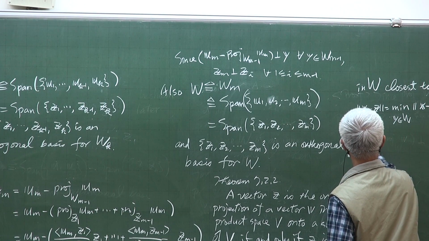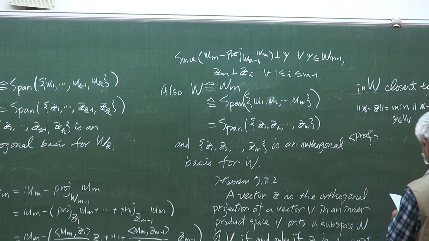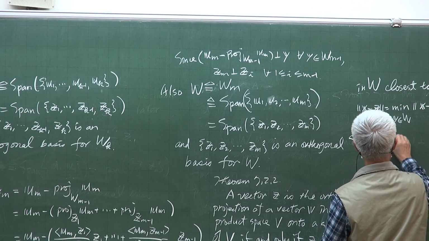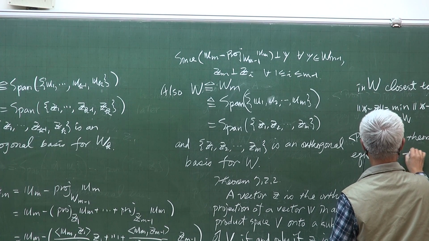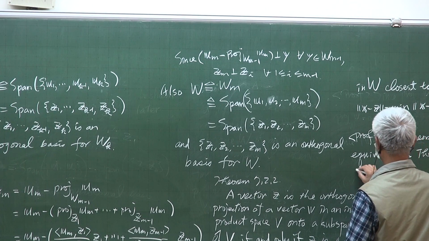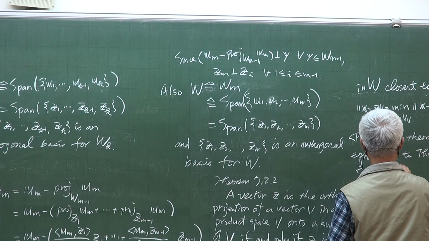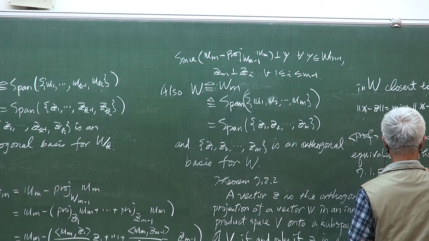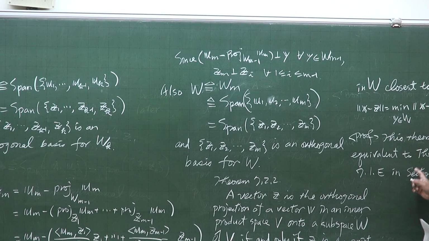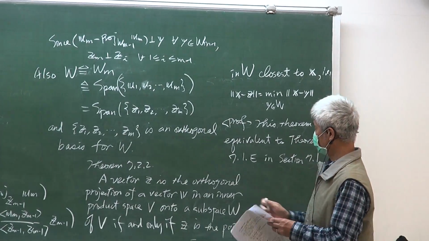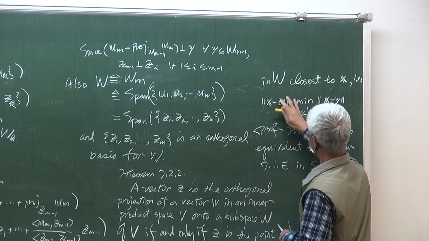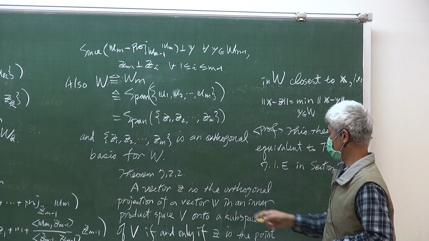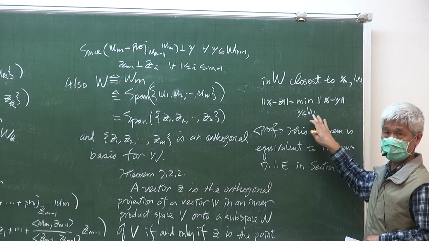Okay, and the proof is that this theorem is equivalent to theorem 7.1.e, section 1.1. So we proved theorem 7.1.e before, saying that any orthogonal projection has this property, so that if Z is the orthogonal projection of V onto W, then it satisfies this minimum property.